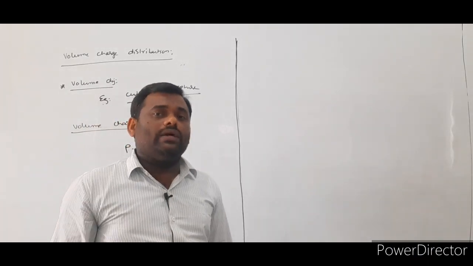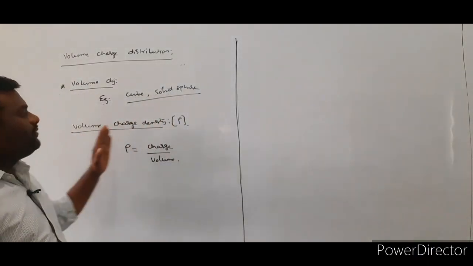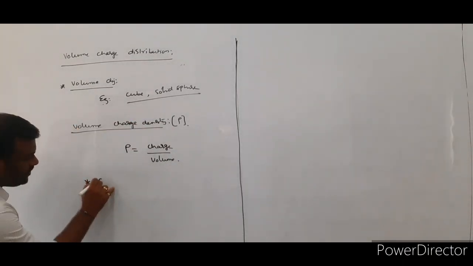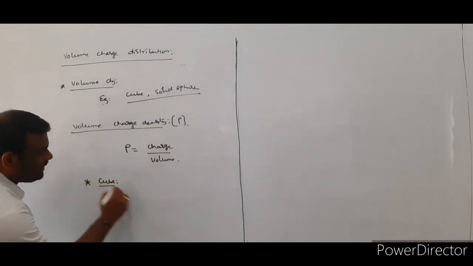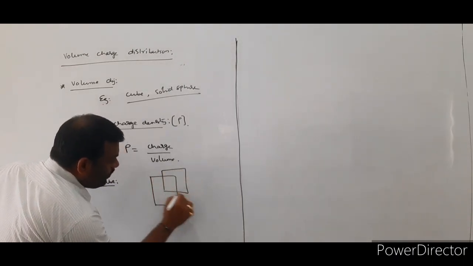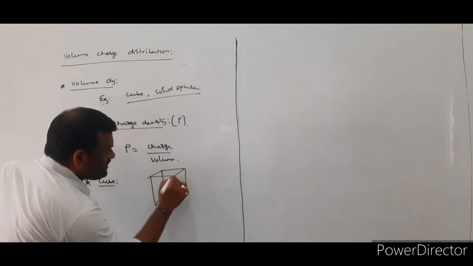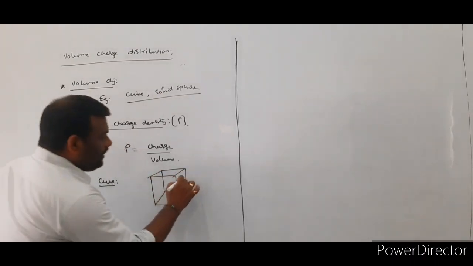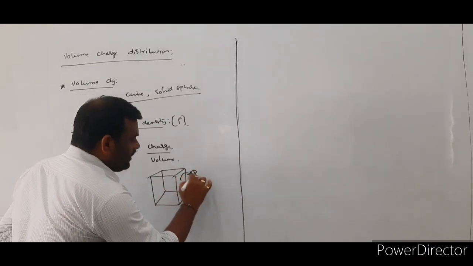Such a type of physical quantity we call volume charge density. Suppose I consider a cube. What is the first example we consider? A cube whose side length is equal to small a. For this cube, we provided a charge of capital Q.